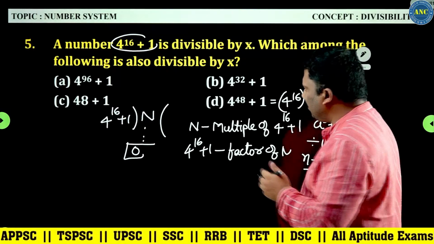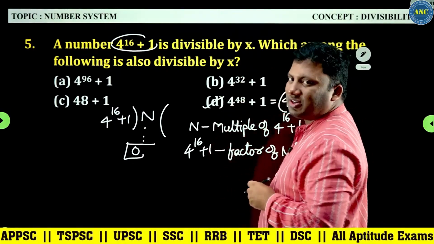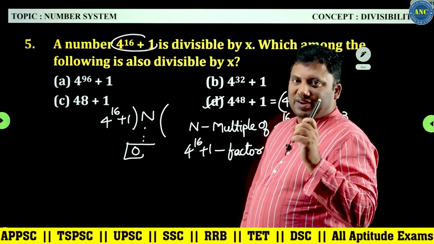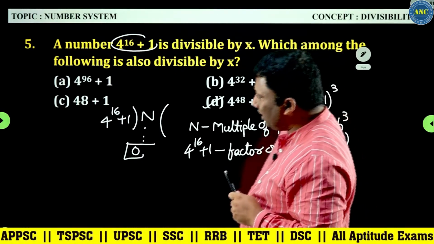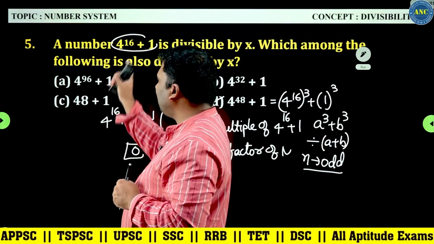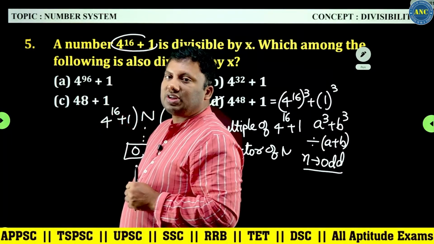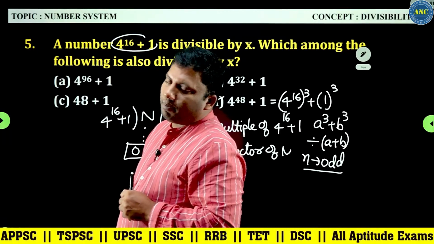4 power 16 plus 1. This is 4 power 16 whole square plus 1 square. A square plus B square is not divisible by A plus B. So 4 power 32 plus 1 is not divisible by 4 power 16 plus 1. This is 4 power 16 whole power 6 plus 1 power 6.